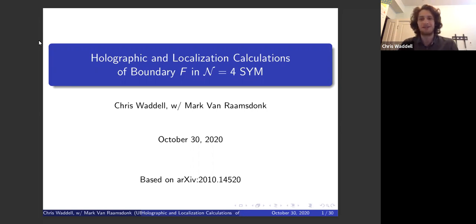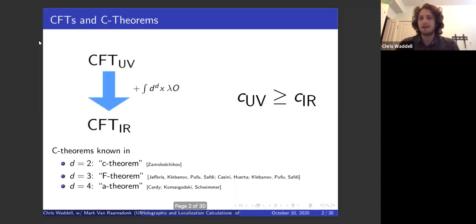So today I'm going to be talking about some work with my advisor, Mark van Ramstonk, regarding a calculation of a quantity called the boundary free energy in N=4 super Yang-Mills theory. So I'll start off with a more familiar story.